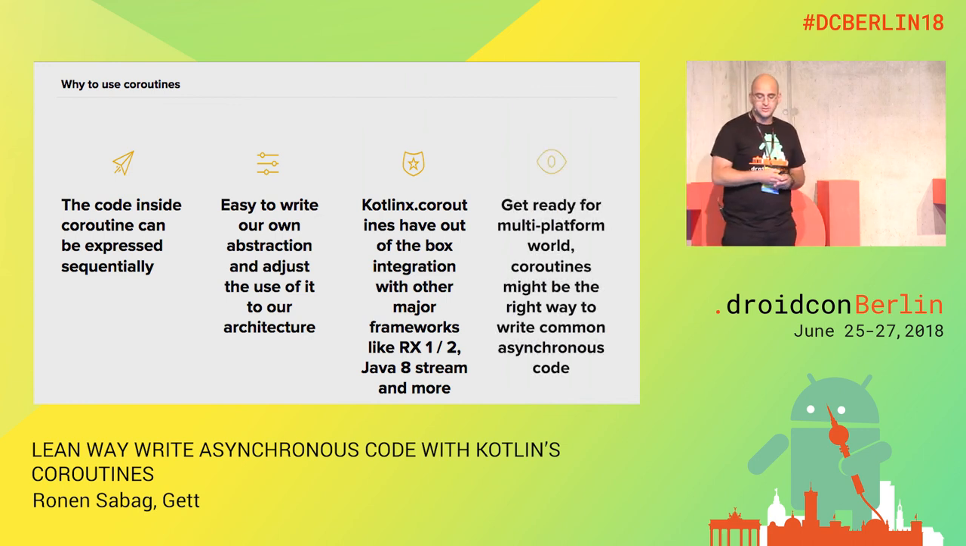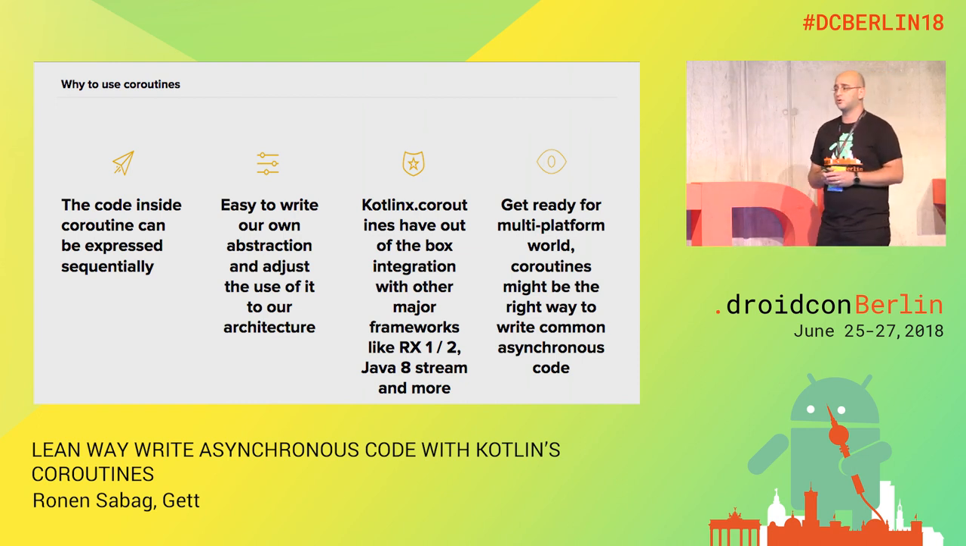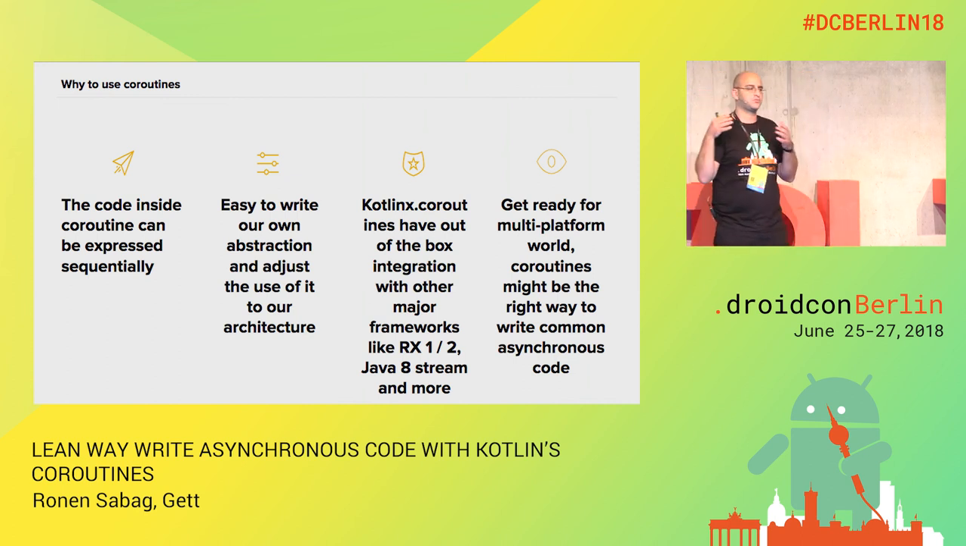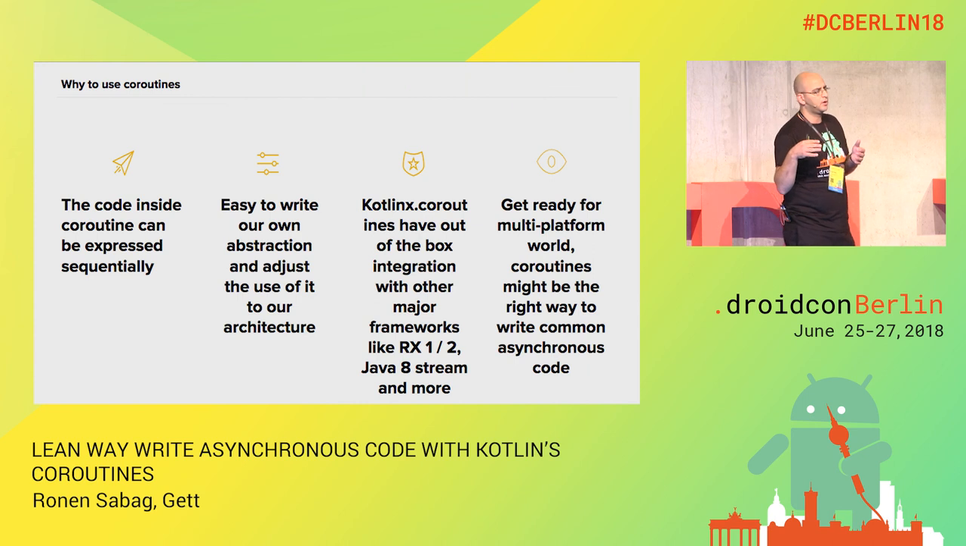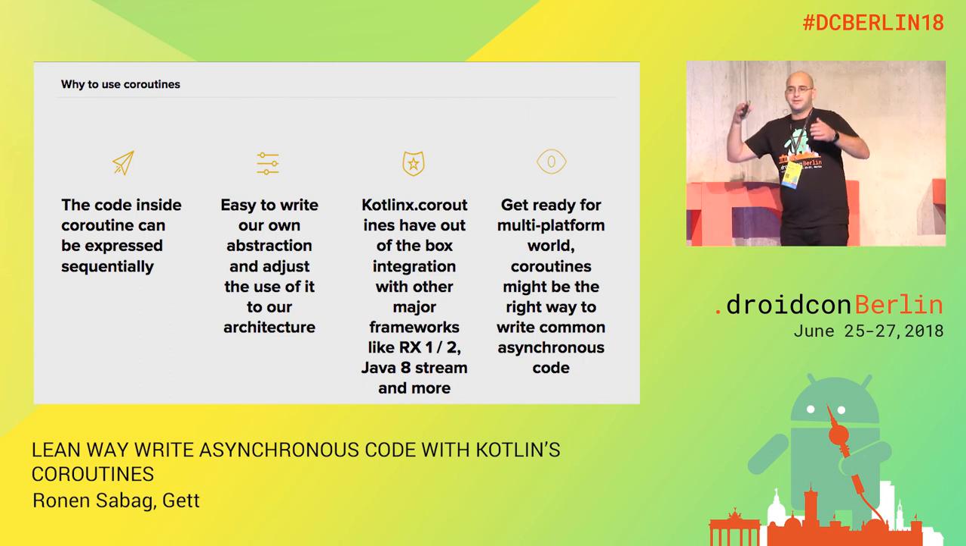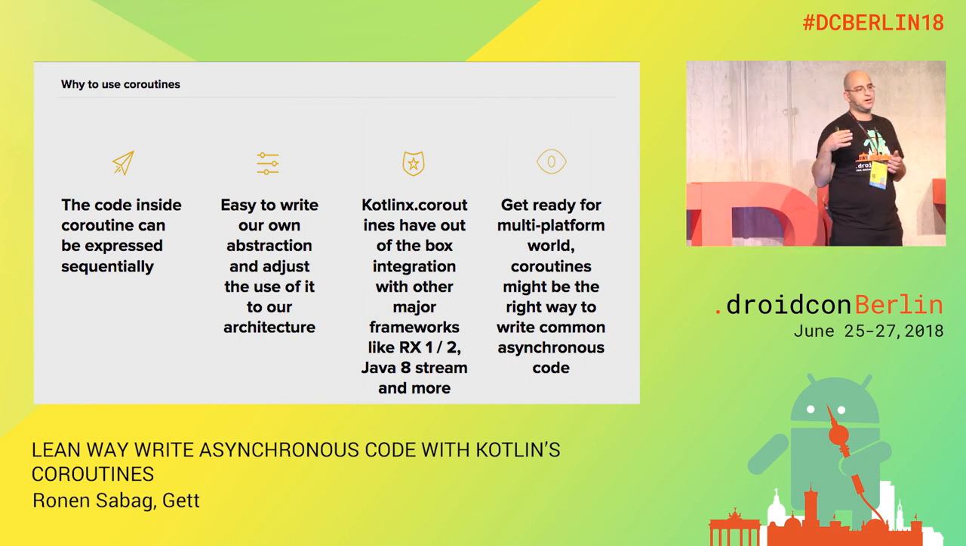We also have some talks about multiplatform, and JetBrains is indeed working on porting coroutines to other platforms. Right now, I think there is already an implementation for JavaScript, and they're working on native too. So in a world of multiplatform, it could be a very nice way to do async code in the common libraries that we're going to have.